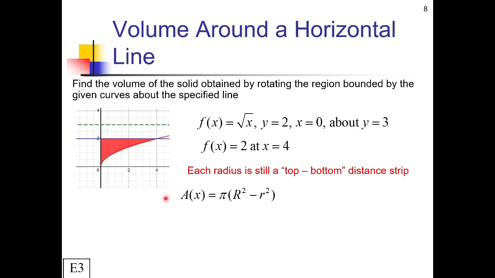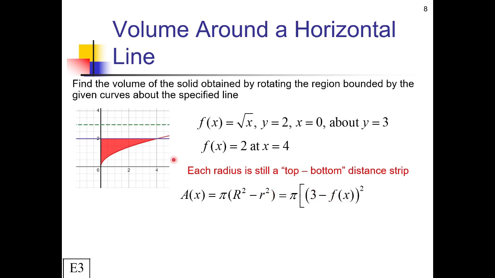Alright, so for my big radius, that's the distance from the axis of revolution to the further away part of the bounded area. The axis of revolution is 3, and we're going to be subtracting this lower y value, which is always just going to be the f function. So 3 minus f of x, squared, that's my first thing I'm putting in there inside this pi parentheses.